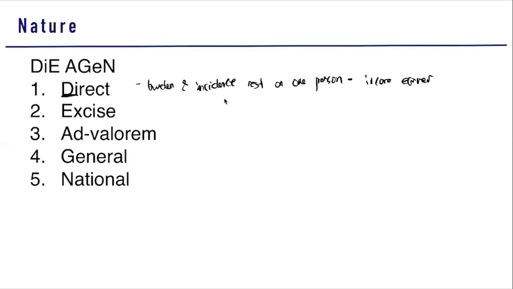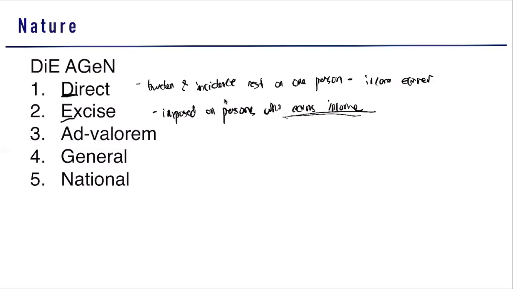Next, it is also considered as an excise tax because it is imposed on persons who earn an income. Remember during our introduction, we said that an excise tax is a tax on the privilege. Here, the privilege is the earning of income. Because of the earning of income, you are taxed. So one nature is that it is an excise tax.